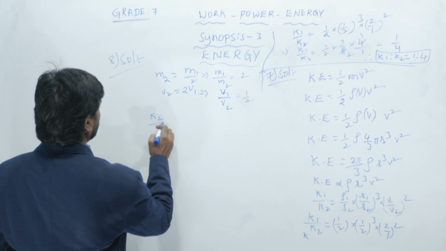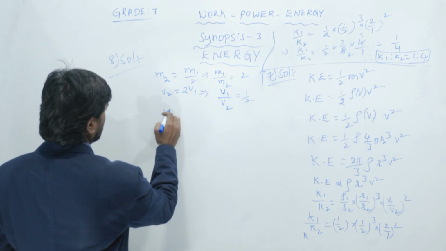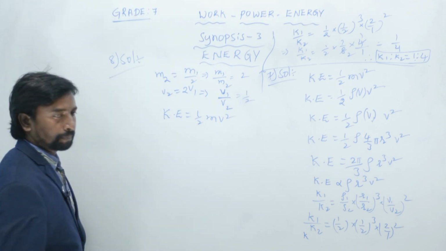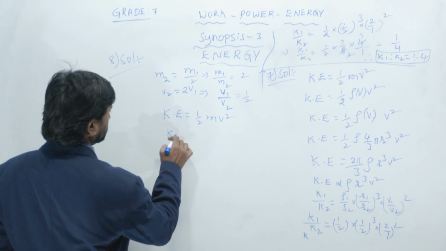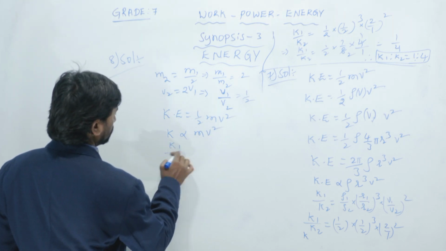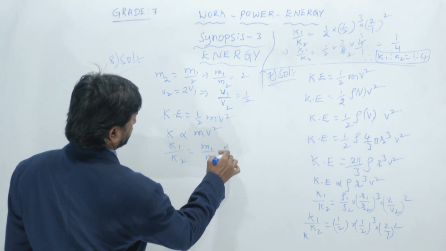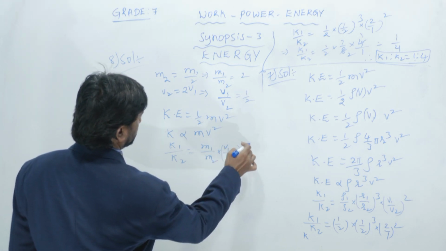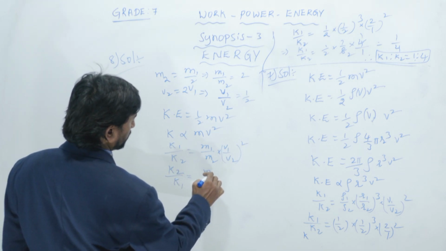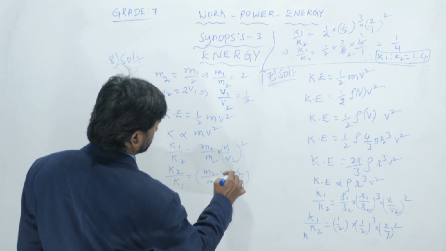So now here we write k2 by k1. Generally the kinetic energy formula is kinetic energy equals half into mv square. So kinetic energy is directly proportional to mass and to velocity square. So k1 by k2 is equal to m1 by m2 into v1 by v2 whole square. Or k2 by k1 is equal to m2 by m1 into v2 by v1 whole square.